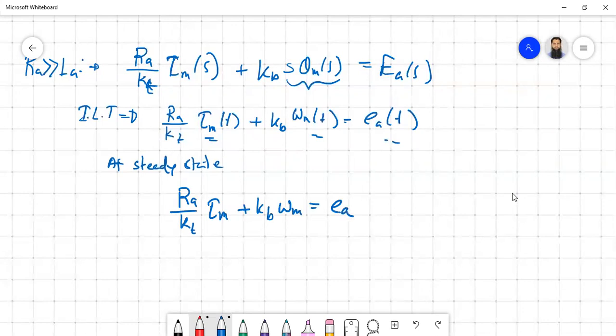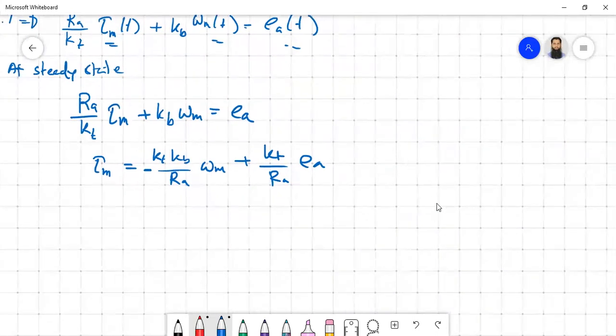Now, if we rearrange this, if we multiply everything by KT by RA, tau M equals KT KB by RA omega M minus... the minus sign should be there since we have taken it to the other side, plus KT by RA E. So this is nothing but y equal to minus mx plus c. So this is your y, this is your x.